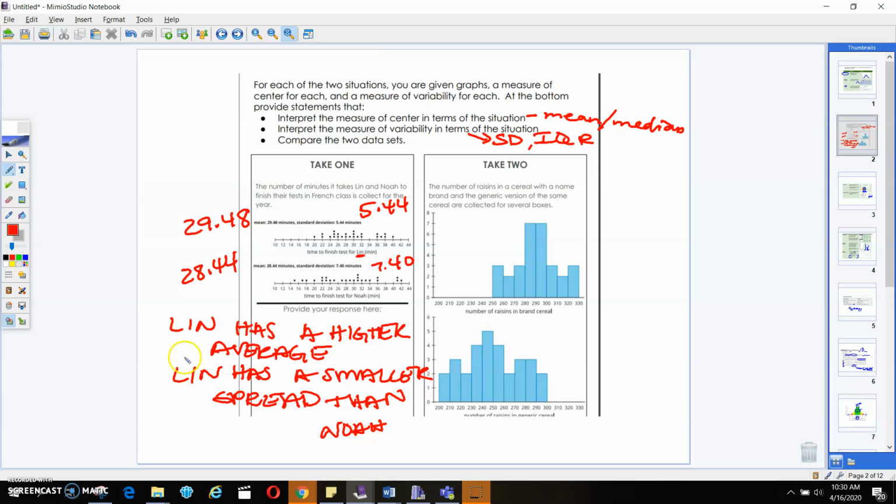Okay, I'm sorry, my handwriting is atrocious. So that's all you're doing for this. You're just saying, all right, what's the difference between these two?